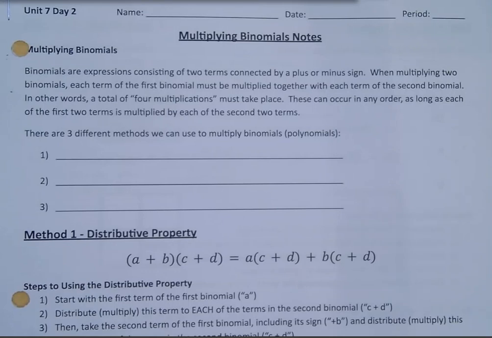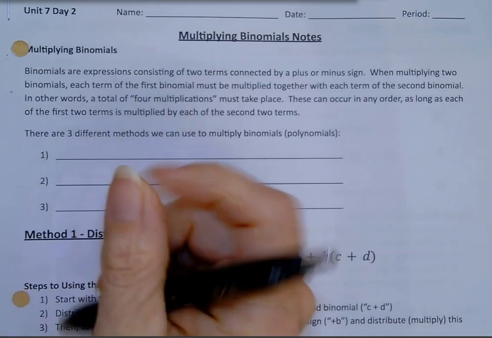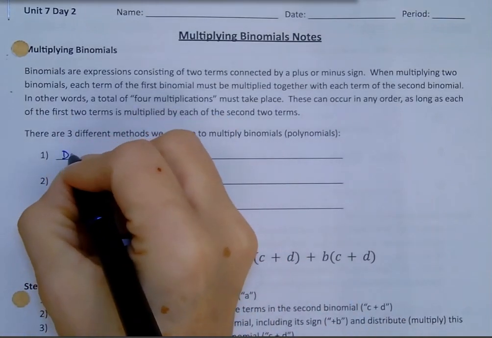When we're multiplying two binomials, each term of the first binomial has to be multiplied times each term of the second binomial. So you really end up with 4 different multiplications. You can actually largely do these multiplications in any order, and so we are going to show 3 basic methods to multiply two binomials. So the first method I'm going to show you is using distributive property.